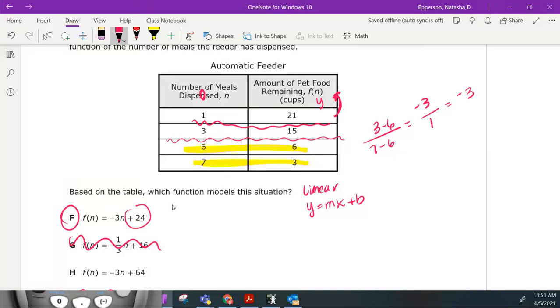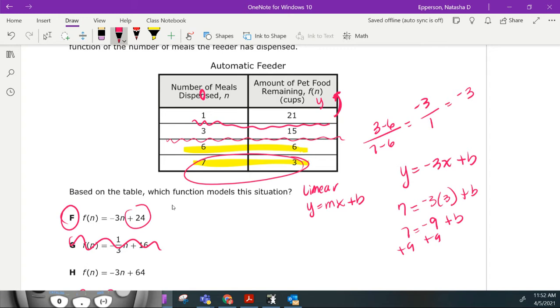Now, if you didn't understand that, I recommend that you use point slope form, which is y minus y1 is equal to m times, actually, hold on, take that back. Since we're looking for the y-intercept b, I would use y is equal to negative 3x plus b, and then use any one of these points. I'm going to plug it in for x and y. So this is going to be 7 is equal to negative 3 times 3 plus b. Solve for b. So 7 is equal to negative 9 plus b. We're going to add 9 to both sides. 7 plus 9 gives me 16.